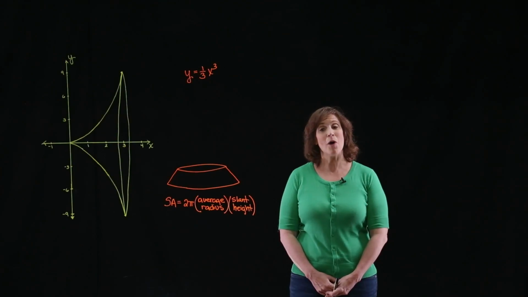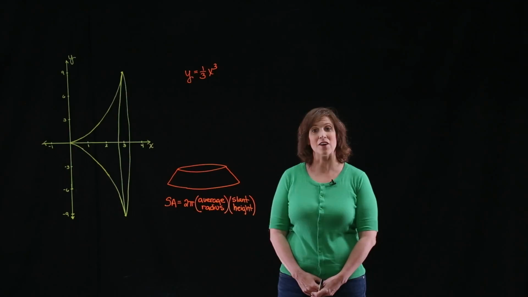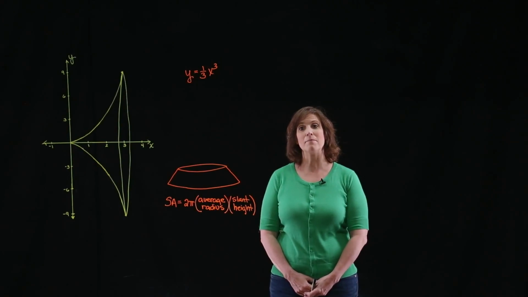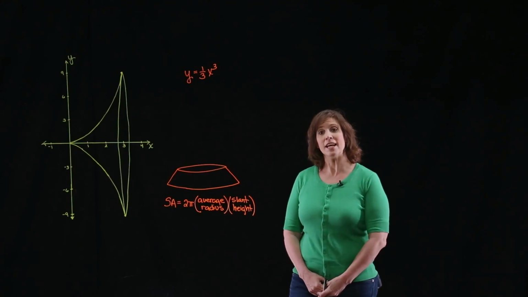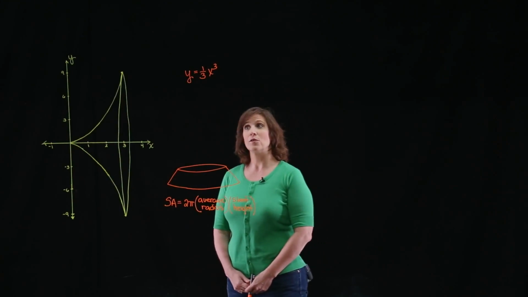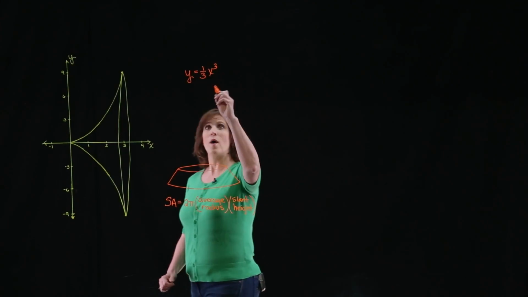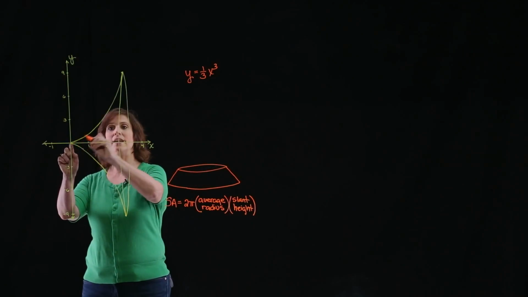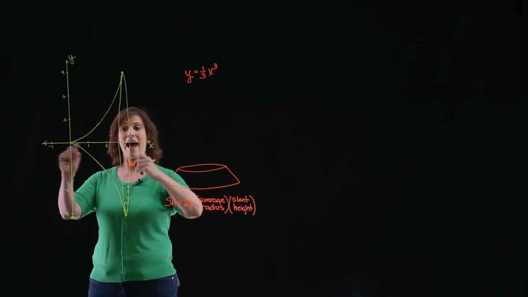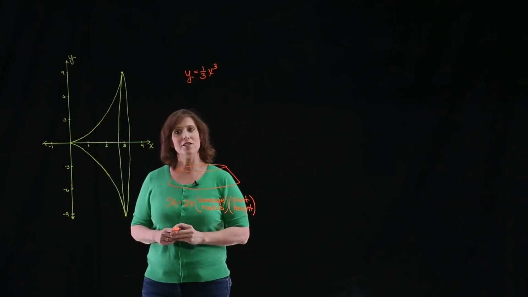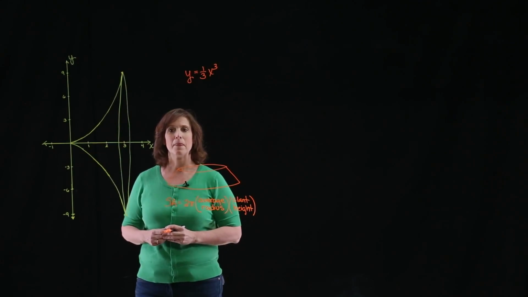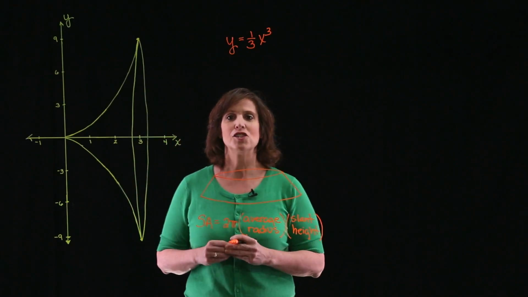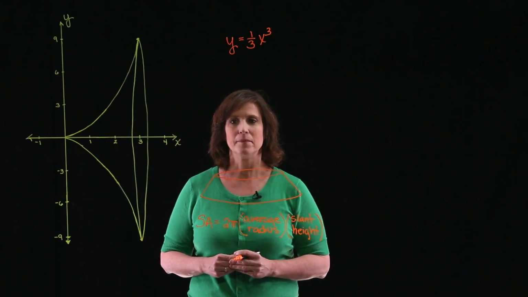Hi everyone, I'm Cheryl. In this problem, we're going to be finding the surface area of a solid generated by revolving a curve about the x-axis. In this particular problem, we're going to be revolving the curve y equals 1/3 x cubed, which is right here, about the x-axis. And I've already drawn the picture so we can see what that solid is going to look like. All right, so we need to find the surface area of this solid.